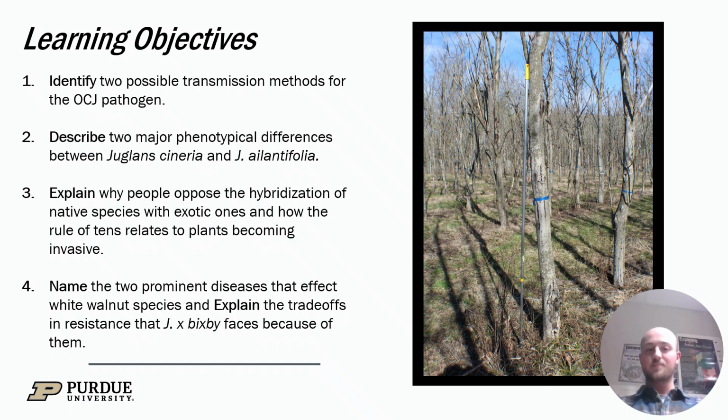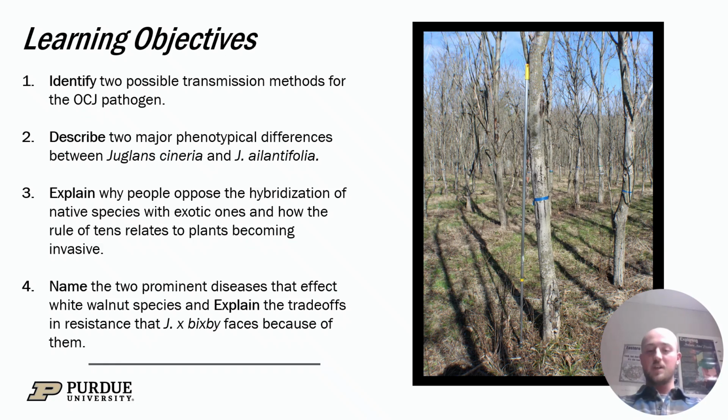My second learning objective would be to describe 2 major phenotypical differences between Juglans cinerea and Juglans ailantifolia. Juglans cinerea is our butternut, and Juglans ailantifolia is Japanese walnut. Japanese walnut is an introduced walnut species from Japan that hybridizes with the native species naturally. It's important to be able to differentiate between these 2 species and their hybrids for conservation and management.